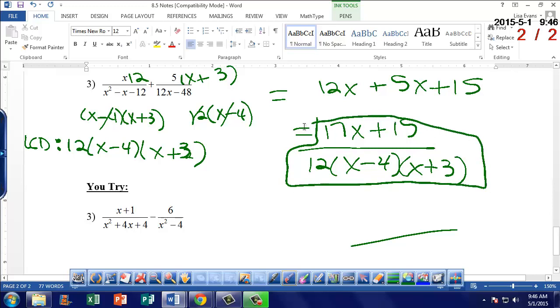Now, it's really important that you pause the video and try the second one on your own. You need to practice this to see if you understand how to find the least common denominator, and then how to multiply both fractions, and then how to simplify the numerator, and then your final answer.